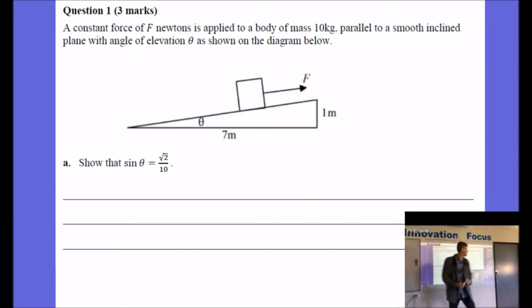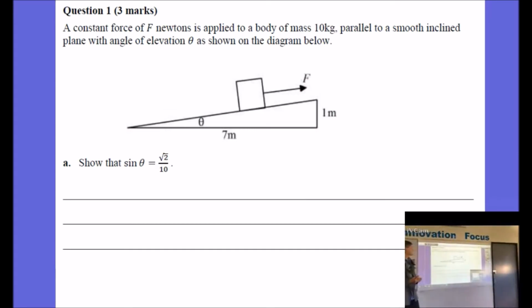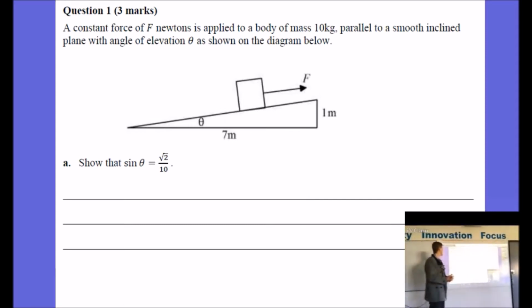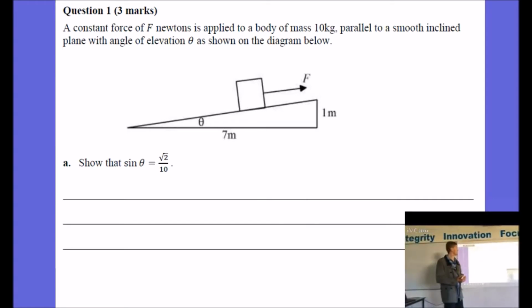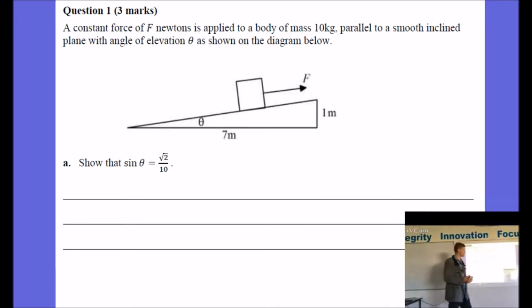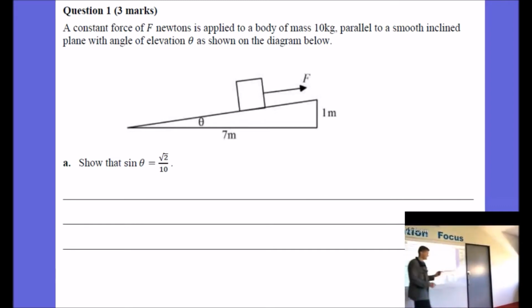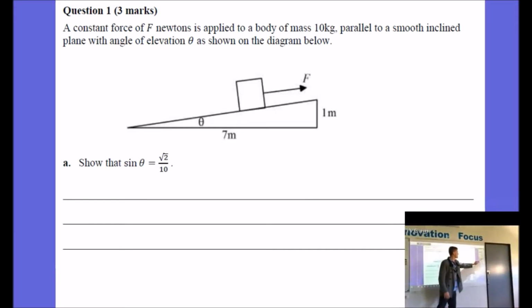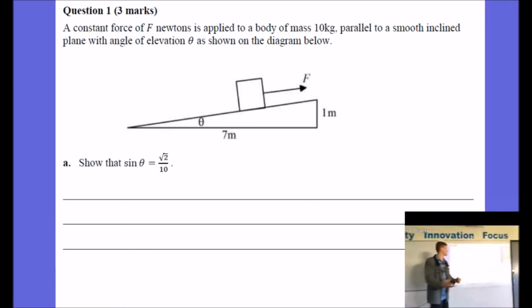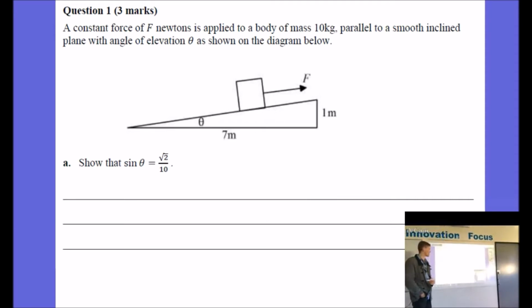So the first question: a constant force of F newtons is applied to a body of mass 10 kilograms parallel to a smooth inclined plane with angle of elevation theta, as shown in this diagram. Part A showed that sine of theta is this third ratio. What's fundamental in this kind of problem is not to think it's too complicated. We've got to bring our minds back to basic trigonometry.